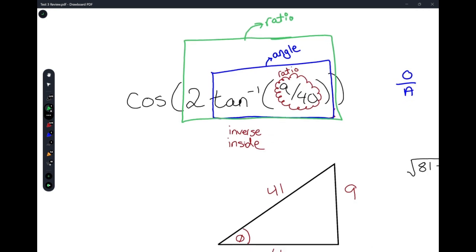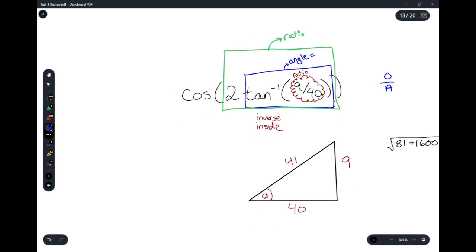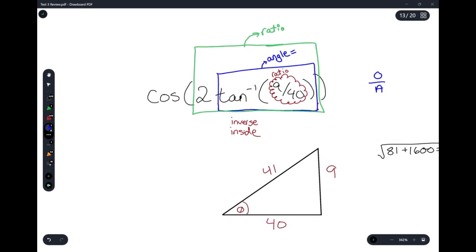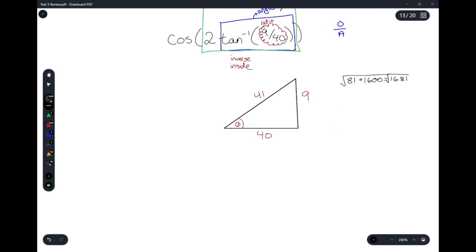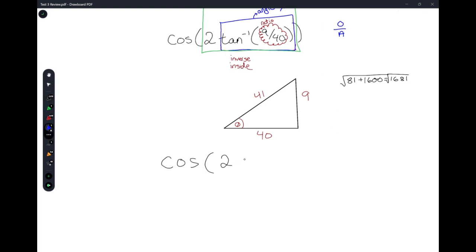So what do we want to call that angle? Hint, I've already called it something down below. Theta. And so what am I actually looking for here? I'm looking for the cosine of 2 times theta without ever even knowing theta. And that right there is a trig function. Cosine of 2 theta is?